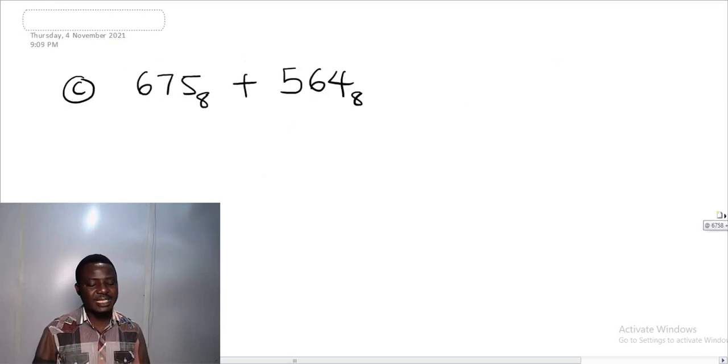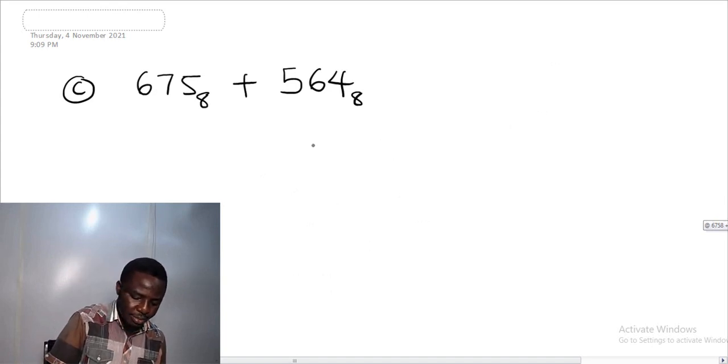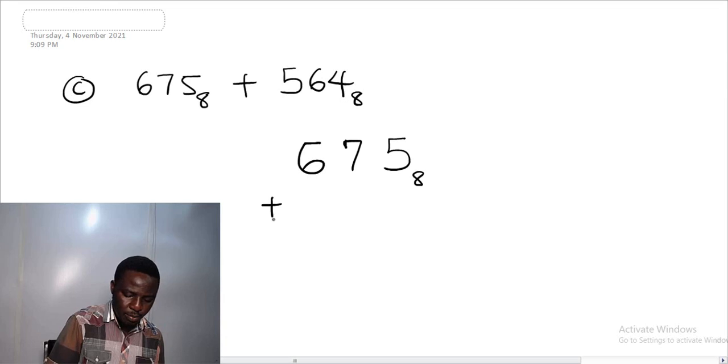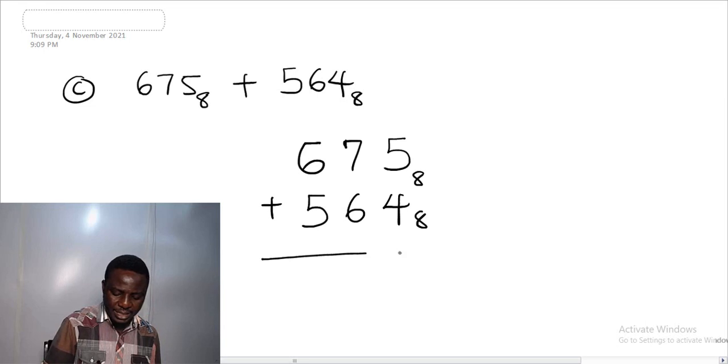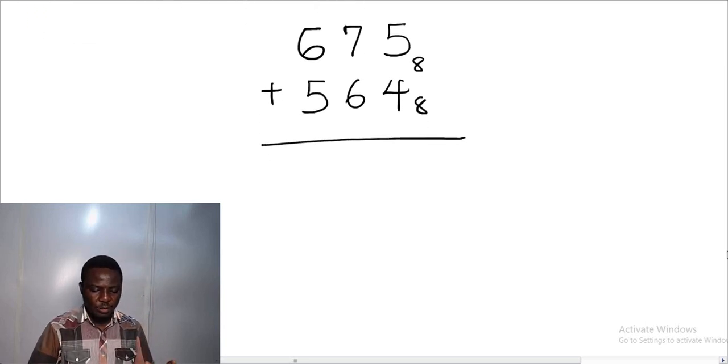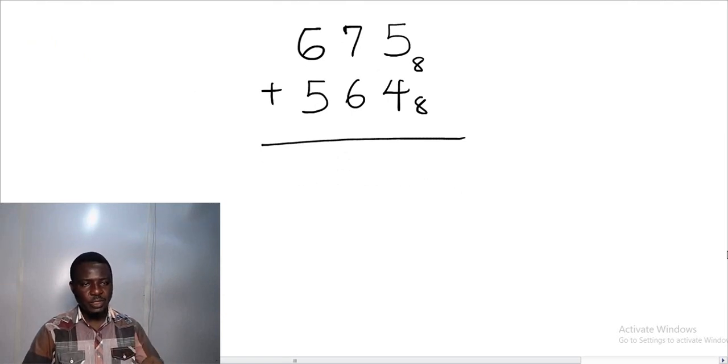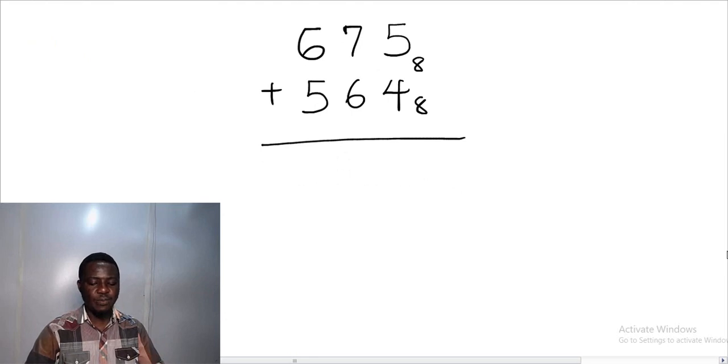Let's take another example that says we should add 675 base 8 to 564 base 8. Let's arrange them in the same order. 675 base 8 plus 564 base 8. We are going to take the same procedure by adding, and if our sum is greater than the base, we divide by the base, write down the remainder, and take the multiple to the next higher value.